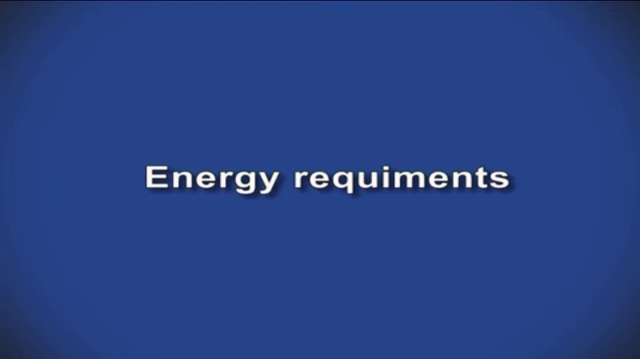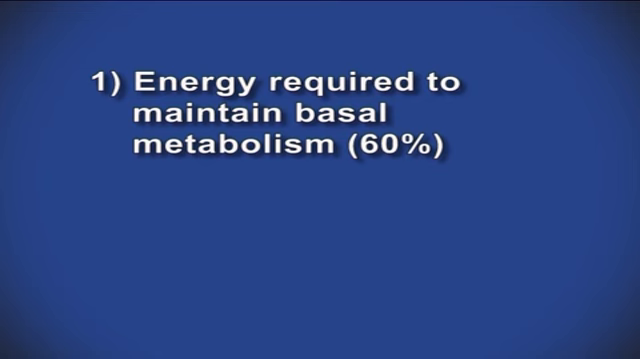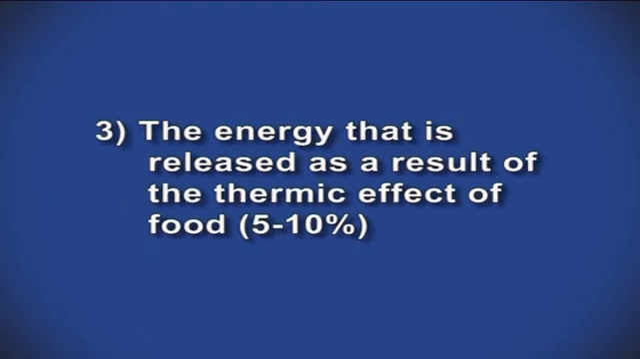Energy requirement. The energy requirement of an individual is the level of energy intake from food that will balance energy expenditure. The human body's total energy needs can be divided into 3 components as shown on the screen. They are energy required to maintain basal metabolism of the body, that is 60%, energy required for the muscle movements or physical activity, 25 to 30%, and the energy that is released as the result of thermic effect of food, that is 5 to 10%.